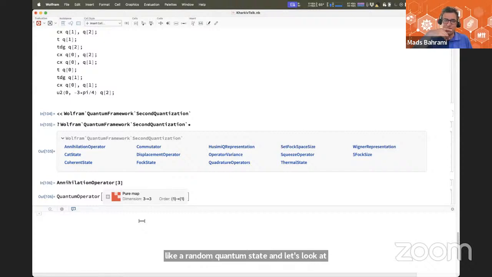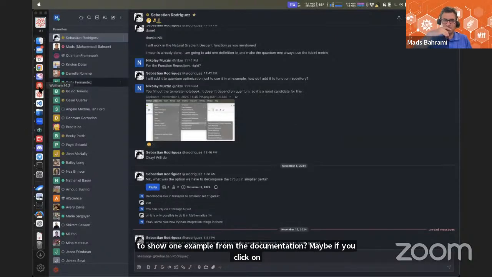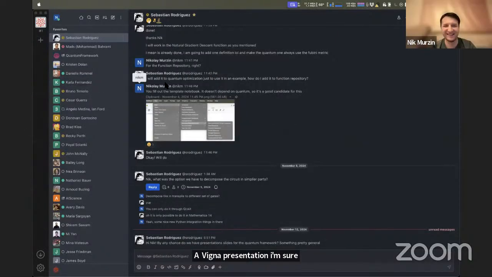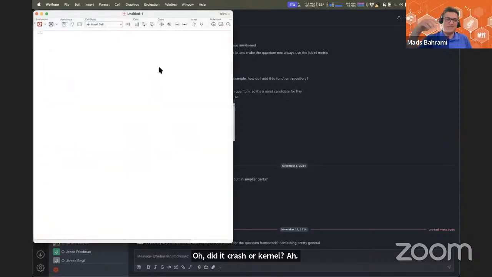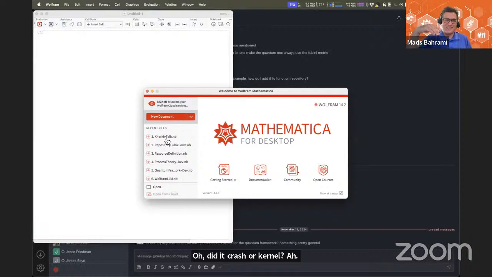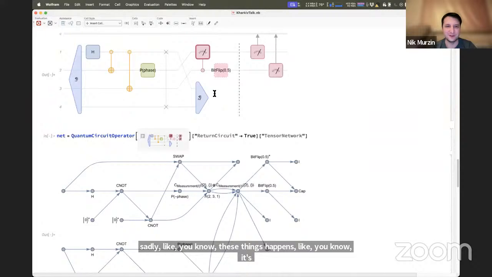I think they have good documentation. Nick, do you want to show one example from the documentation? Maybe if you click on Wigner representation. Oh, did it crash your kernel? Oh, sorry. Sadly, these things happen.